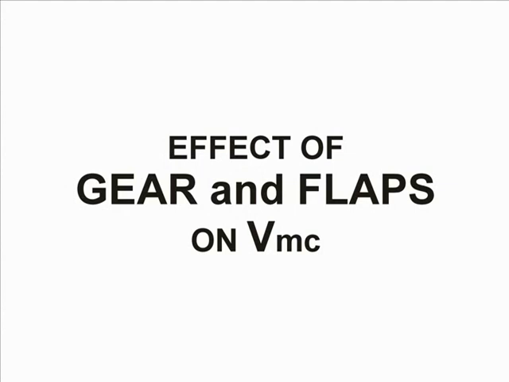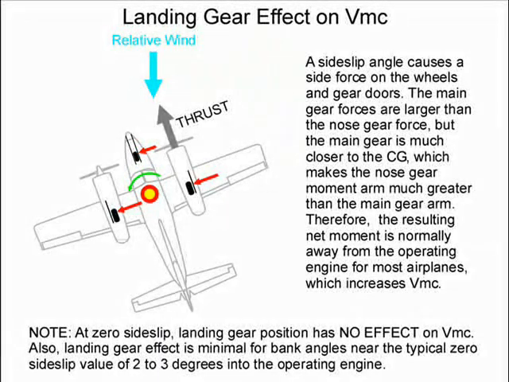Let's see how gear and flaps affect VMC. We will start with gear effects. A side slip angle causes a side force on the wheels and gear doors. The main gear forces are larger than the nose gear force, but the main gear is much closer to the CG, which makes the nose gear moment arm much greater than the main gear arm. Therefore, the resulting net moment is normally away from the operating engine for most airplanes, when the bank angle is greater than the typical zero side slip value of 2 to 3 degrees. This moment would increase VMC. At zero side slip, landing gear position has no effect on VMC since there are no side forces. The actual effect of gear extension on a particular airplane requires in-flight measurement.